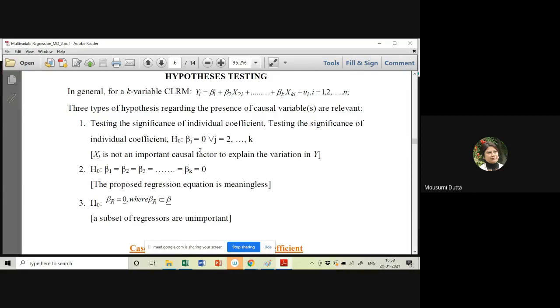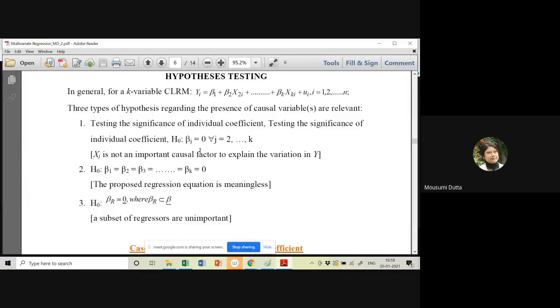The first variety is to consider a single coefficient and check whether it is significant or not, just like the two variable case. In the two variable case, we considered the regression coefficient and constructed the hypothesis H naught: beta 1 is equal to 0. In a multiple regression, the similar thing can be done for all parameters in the model, starting with beta 1, beta 2, beta 3, up to beta k. We can do it for each and every regression coefficient.